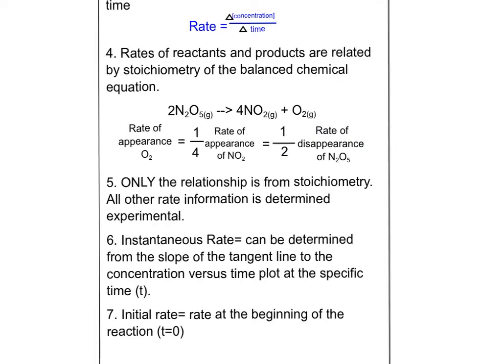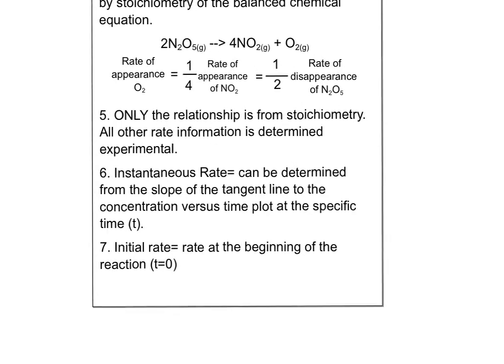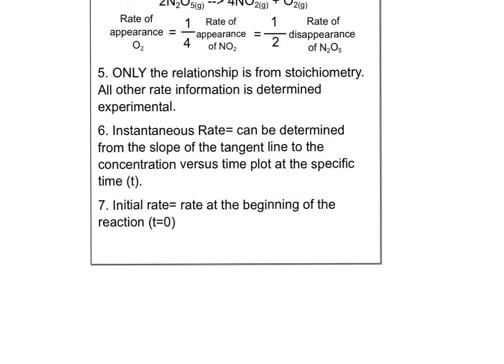We also learned that the instantaneous rate is something that we can figure out. It's the rate at a specific time, and it can be found from the slope of the tangent line, and this has to be from the concentration versus time plot, and then whatever time you're looking for. And then the initial rate of the reaction will be the rate of the reaction at t=0, so the slope of that tangent line at t=0. So hopefully that's a good recap of what we have seen so far this week about kinetics.